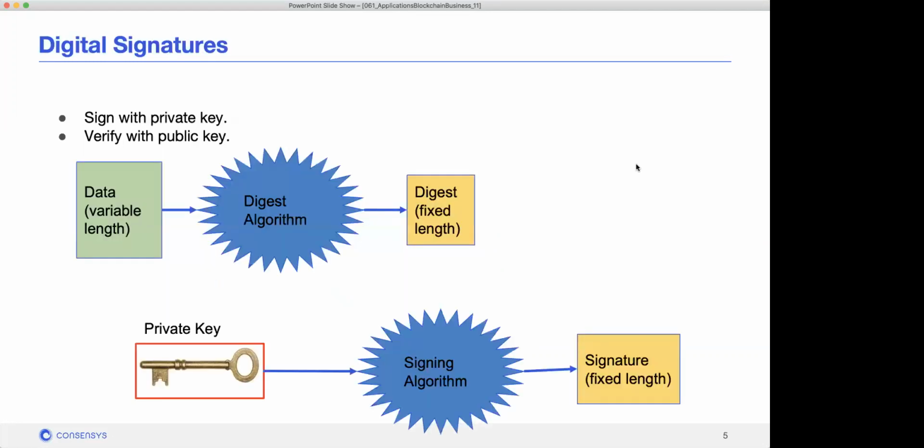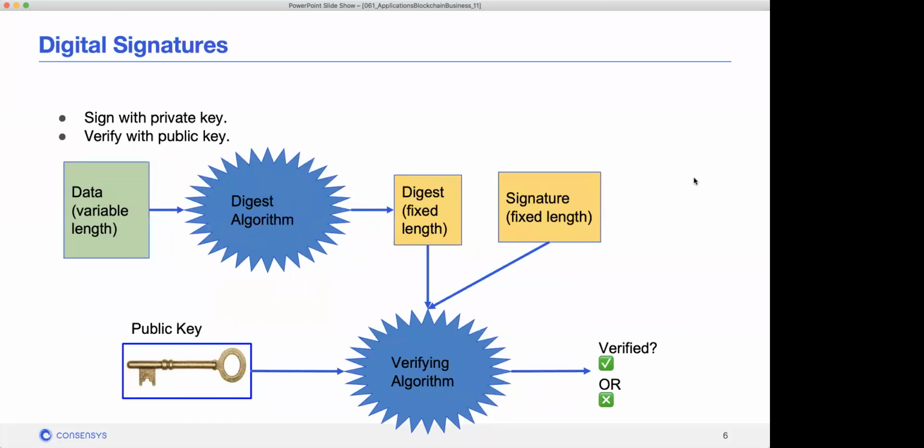The next concept is about digital signatures. So you have a variable length piece of data go in and you get that digest, and then you've got a signing algorithm and you combine that digest with a private key and then you get a signature. So essentially you're signing that data.